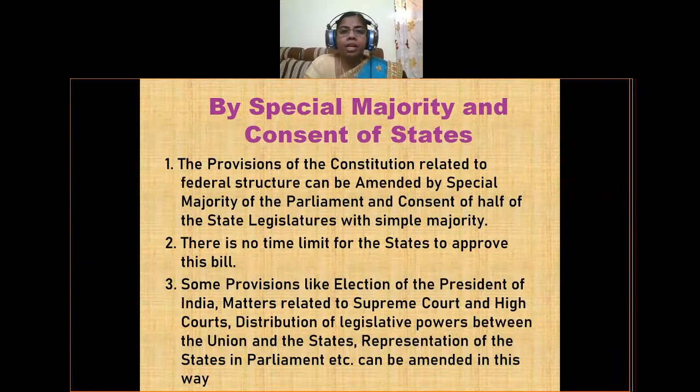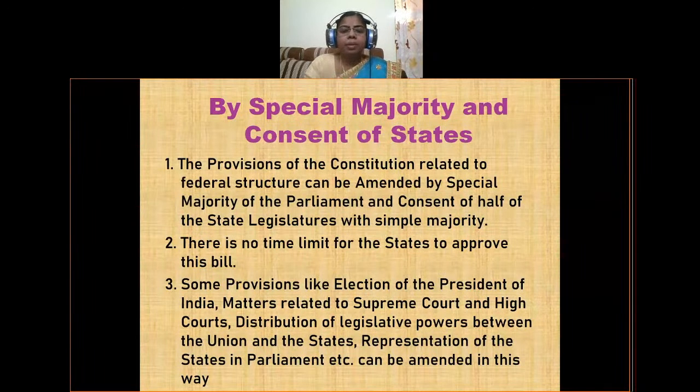And distribution of legislative powers between the union and the state. Already in this class itself we have learned that distribution of legislative powers is mentioned in our constitution in 3 lists, that is union list, state list and concurrent list. So this list can also be changed by this method of constitutional amendment. That means the union list can be reduced or increased, or the state list and concurrent list can be increased or decreased. The items or the subjects can be increased or decreased. This can be done by this method of constitutional amendment.